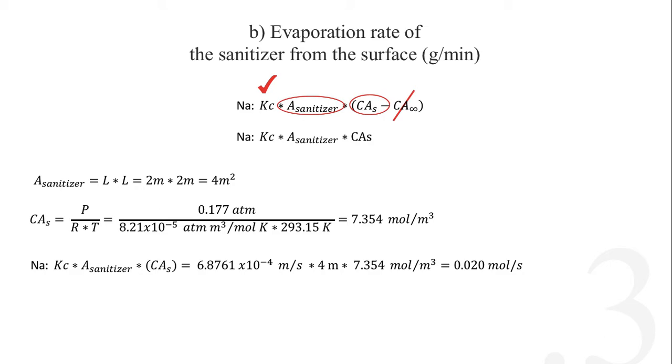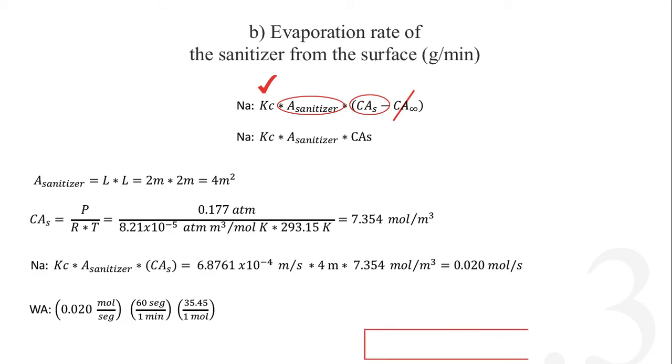It is a molar value and we want it in mass units. So a simple conversion was applied where the molecular weight of the chlorine was used, and we obtain a value of 43.02 grams per minute.